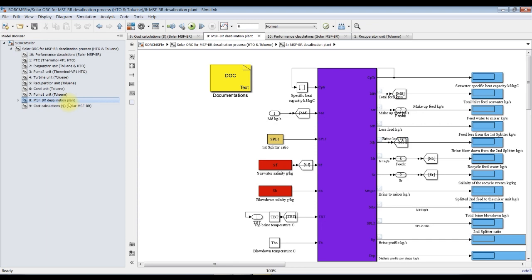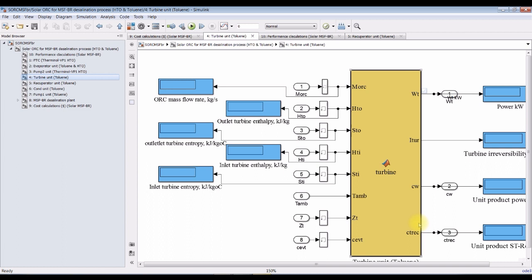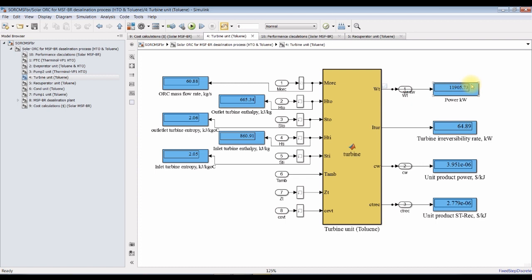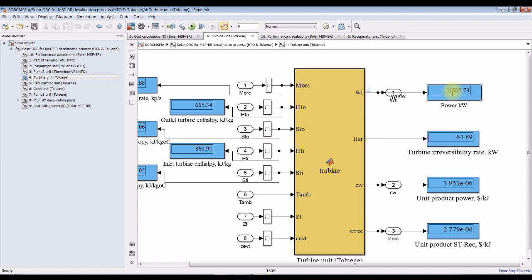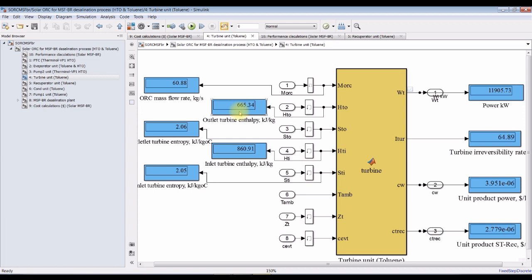Let's hit run and see. Or the turbine unit. I need to check the outlet conditions of the turbine unit first of all. Let's hit run. Okay. We are going to deliver, for 5,000 meter cube per day, around 11,000 kilowatts. This is huge. And this is mass flow rate through the cycle, enthalpy of the turbine, entropy, and so on.